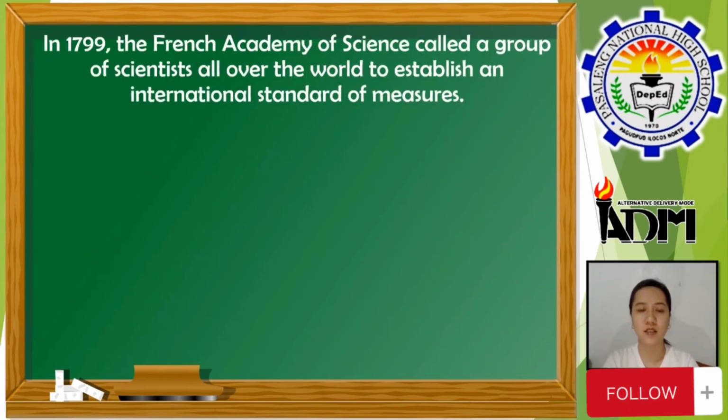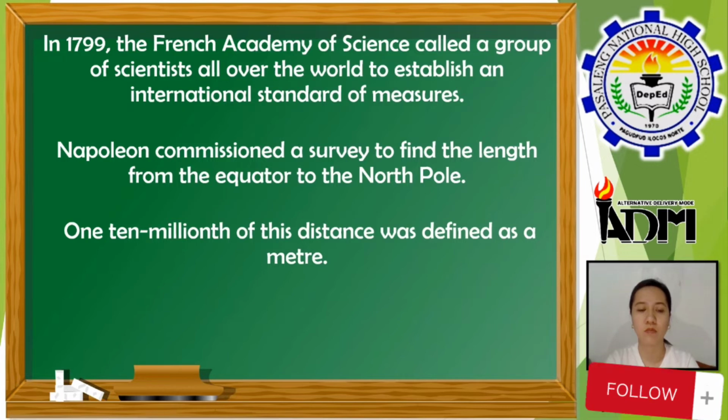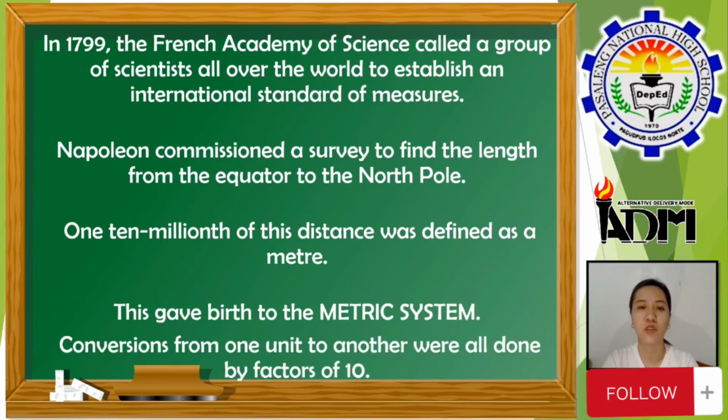In 1799, the French Academy of Science called a group of scientists all over the world to establish an international standard of measures. So, nagpatawag sila ng iba't ibang grupo ng scientists para sa gayon ay makabuo sila ng international standard of measures. And then, one of them is Napoleon. Napoleon commissioned a survey to find the length from the Ecuador to the North Pole. And then 1/10 millionth of this distance was defined as a meter. This gave birth to the metric system, and then conversions from one unit to another were all done by factors of 10.